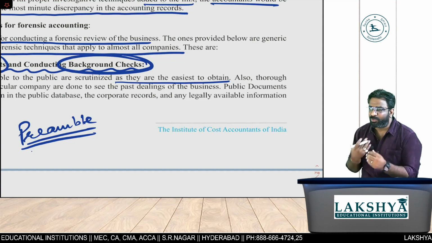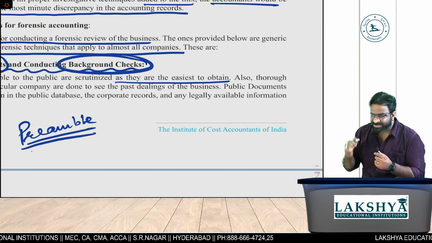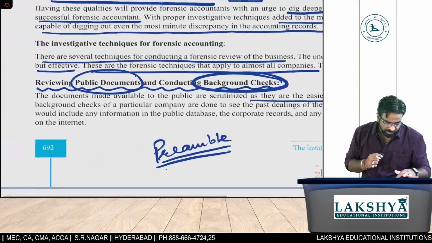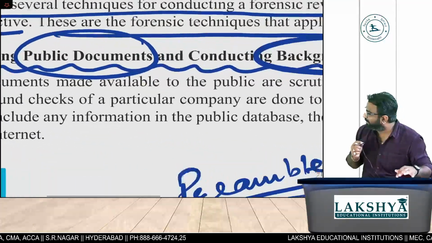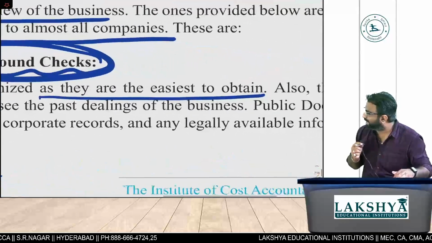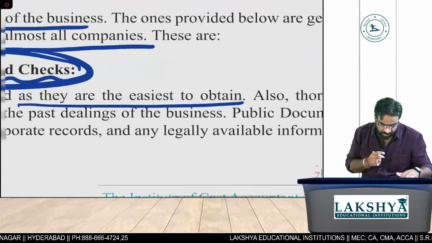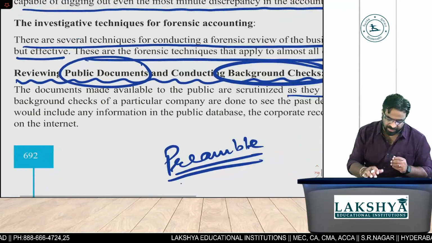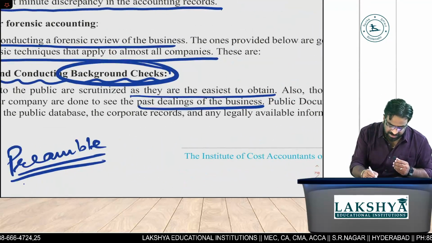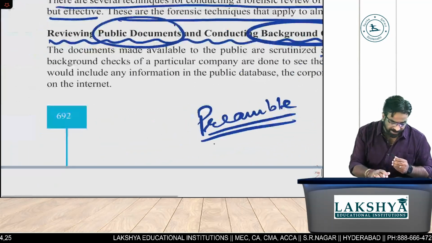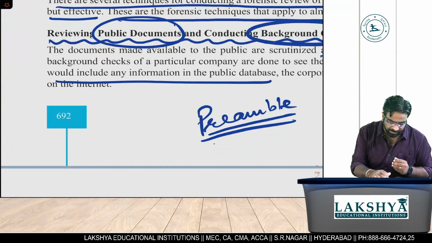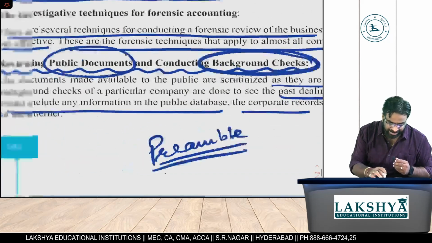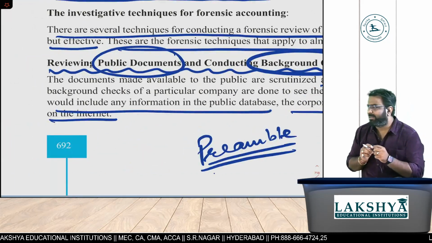But generally, we do not do that much of effort. That is the biggest problem. We end up getting caught in a fraud. So, read the point number 1, everyone. The documents are made available to the public as scrutinized as they are easiest to what? Obtain. Also, thorough background checks of a particular company are done to see the past dealings of the what? Business. Public documents would include any information in the public database, the corporate records, and any legally available information on the internet. Are you getting it?